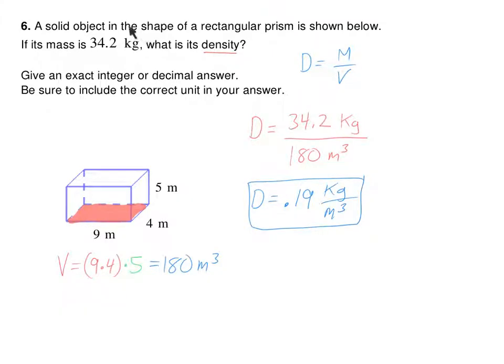Now, for this problem, a solid object, right here, a rectangular prism, its mass is this, so mass is going to go on top right there for the formula. What is the density? So we're trying to find density, so what we need is volume. And so we're going to use this shape for volume. You find the area of the base, so 9 times 4 is 36, times the height, which is 5, which would be 180 cubic meters. That's a big box. Alright, so you stick this number for the volume, you divide the two, and you get this answer, and the units are just this over this. That would be density.